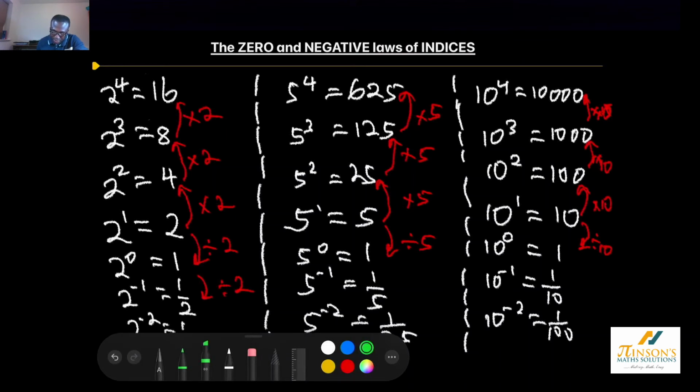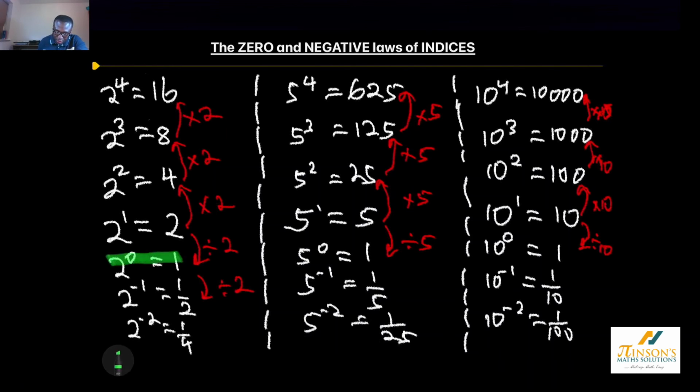So one of the patterns we have found is the fact that any number that is non-zero to the power 0 is 1. We can see this being highlighted. So 2 to the power 0 is 1, 5 to the power 0 is 1, 10 to the power 0 is 1. So that's the first rule that we've discovered.